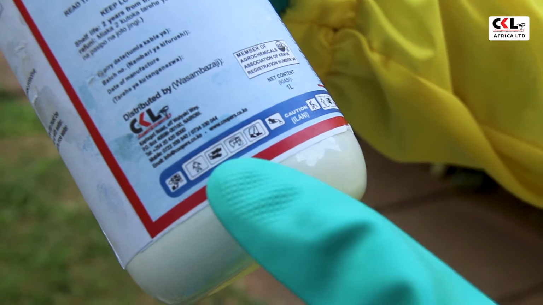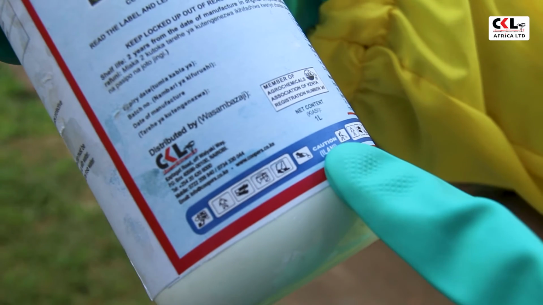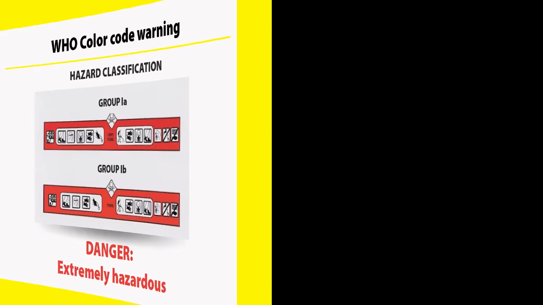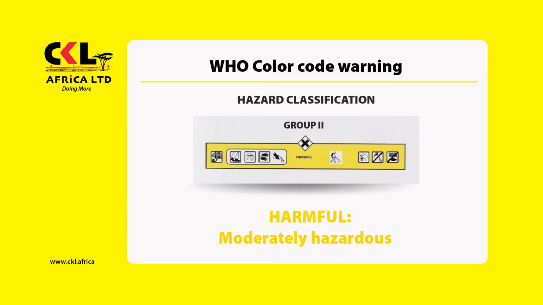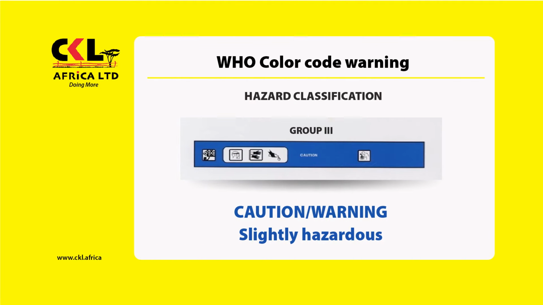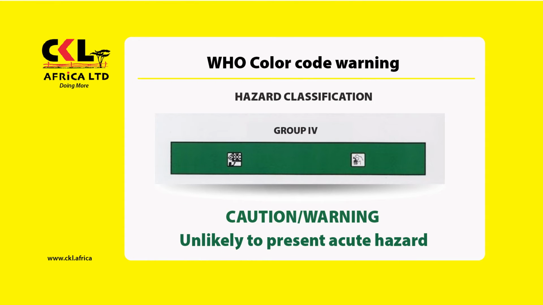Finally, on the label, check the toxicity class. At the bottom of the label, you will find a colored band. This color will tell you the toxicity level of that particular pesticide. Class 1 is red, meaning danger or extremely hazardous. Class 2 is yellow, meaning harmful or moderately hazardous. Class 3 is blue, meaning caution or slightly hazardous. Class 4 is green, meaning caution or unlikely to present acute hazard.